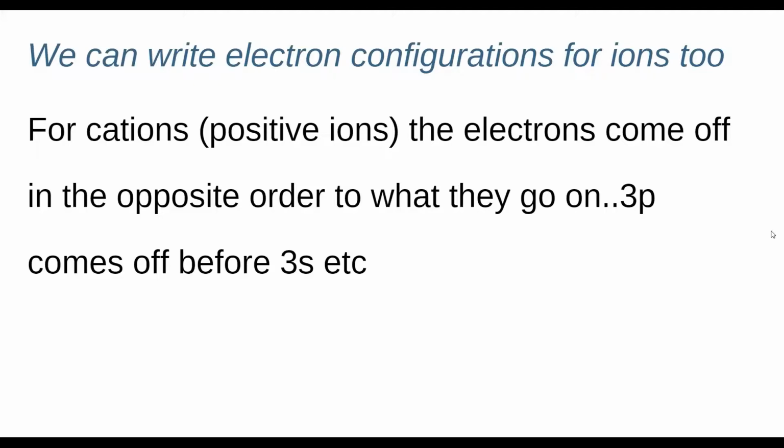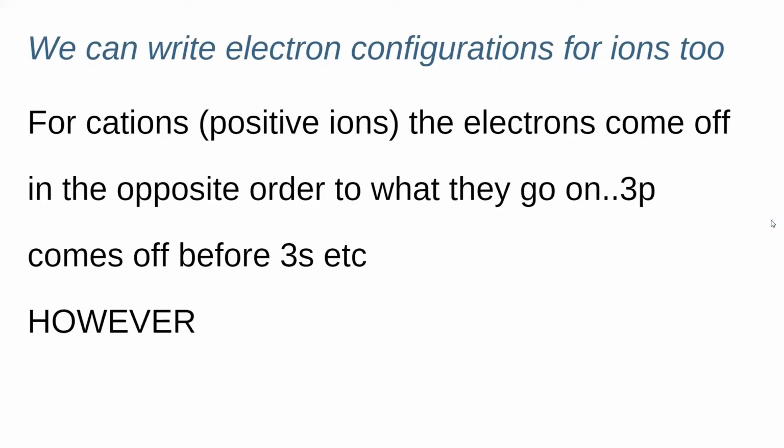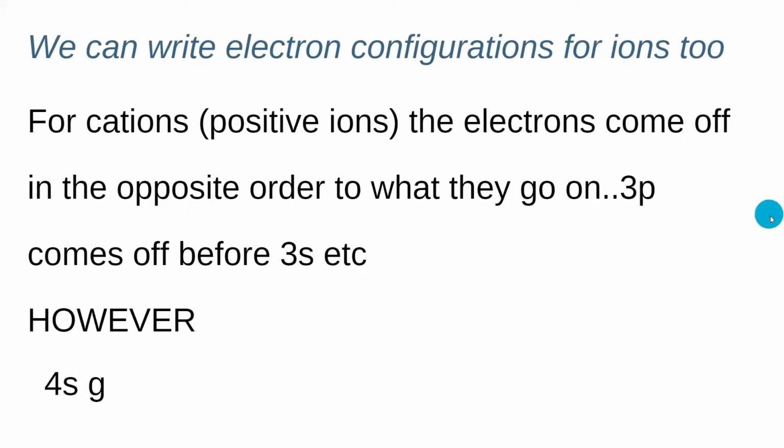So when we write the electron configurations for ions, if it's a positive ion, so a cation, the electrons come off in the opposite order to what they go on. So for example, 3p comes off before 3s comes off, because the electrons were added to the 3p orbital after the electrons were added to the 3s orbital. However, there is one exception to this, and again, it's that 3d orbital that behaves a little bit differently.